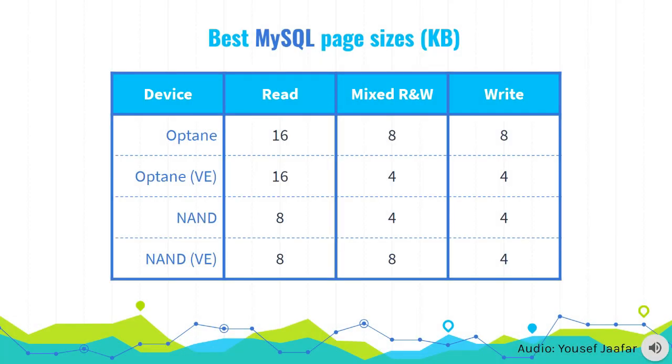The following table lists the best page size for NAND and Optane. For read-only situations, it is 16 kilobytes for Optane and 8 kilobytes for NAND in both environments, and in the VE, the best page size for Optane is smaller than that in the PE.